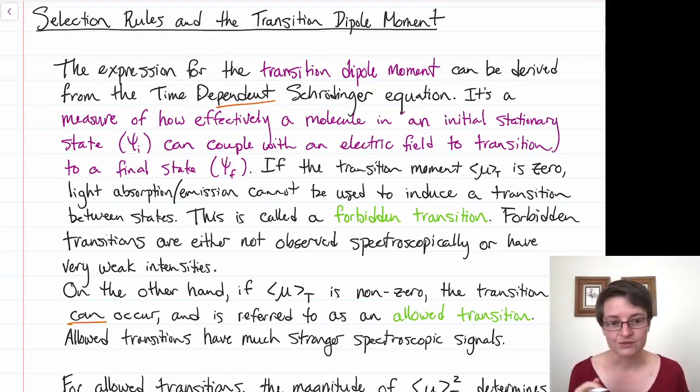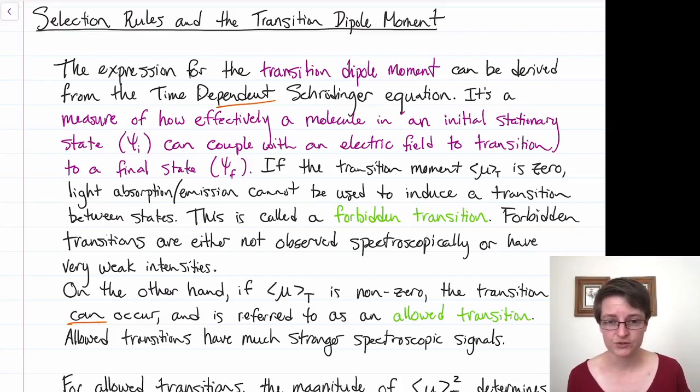And its reason for depending on the dipole moment itself is related to some of the classical physics that you did in your electromagnetism course. But what's important for us to know as budding spectroscopists is that if this transition dipole moment is 0, light absorption or light emission cannot be used to induce a transition between states. And so in principle, it's possible for that molecule to find another way to change energy levels. It can't be induced spectroscopically. And in the literature, we call this a forbidden transition.